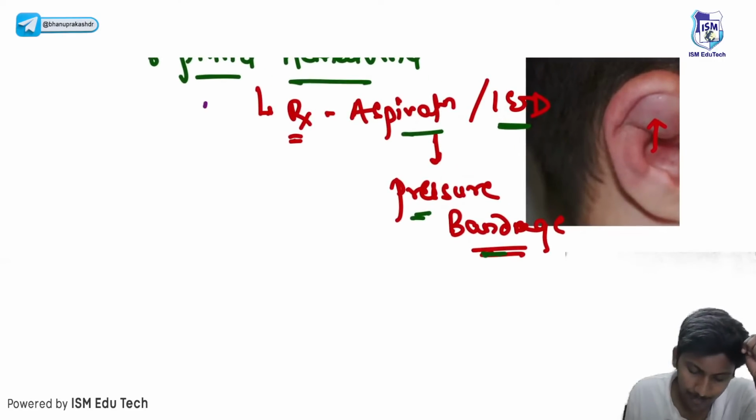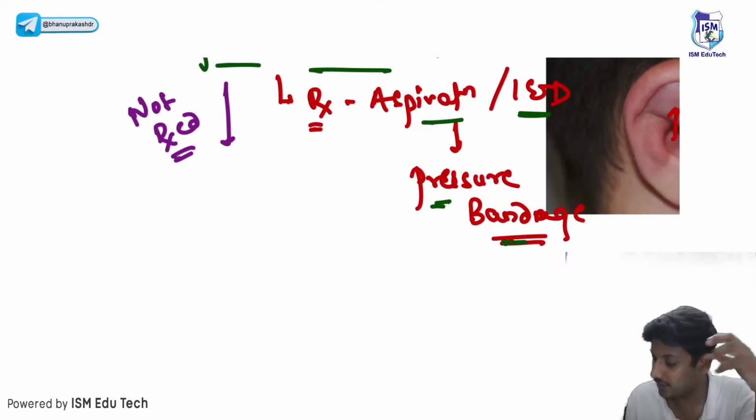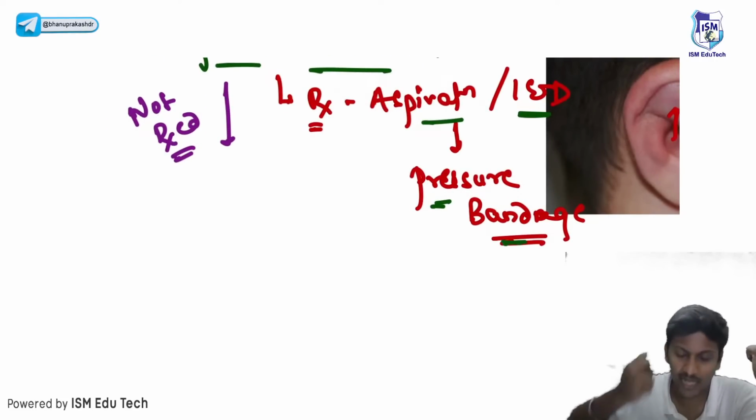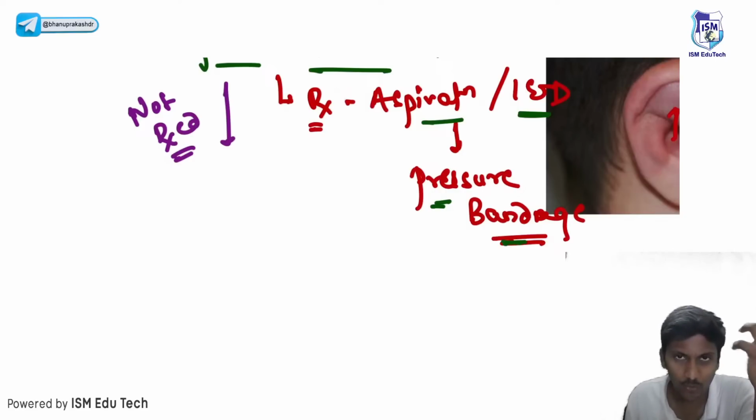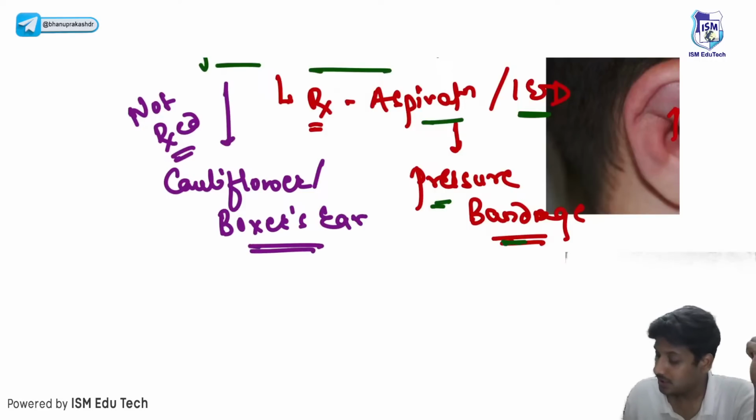If the pinna hematoma is not treated, what will happen? Definitely, the patient will develop a post-traumatic ear deformity, which is usually seen in boxers because they constantly get these pinna hematomas. This pinna hematoma will turn into a deformity called a cauliflower ear. It is known as the cauliflower ear or the boxer's ear. Okay, so that's important.